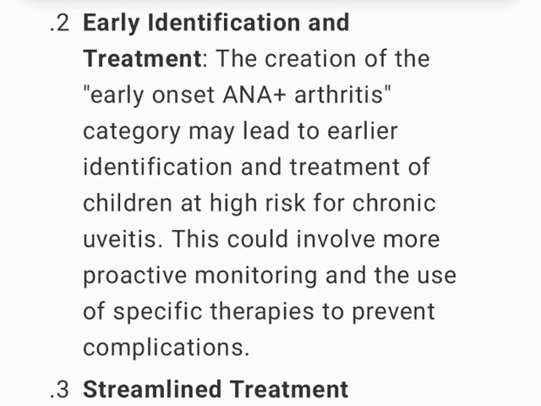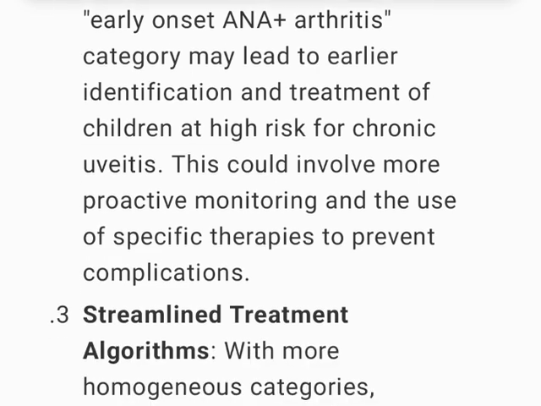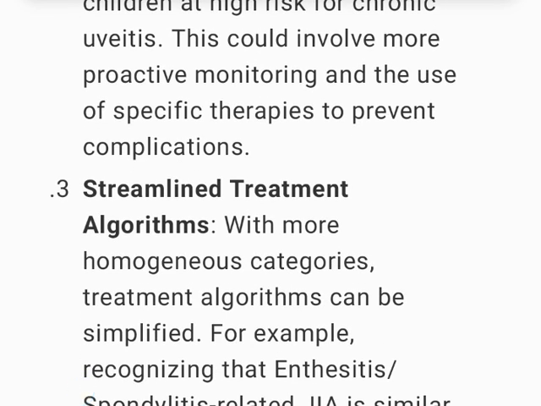2. Early identification and treatment. The creation of the early onset ANA-positive arthritis category may lead to earlier identification and treatment of children at high risk for chronic uveitis. This could involve more proactive monitoring and the use of specific therapies to prevent complications.